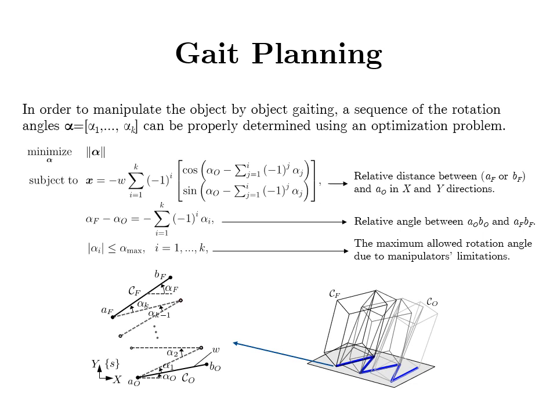The first and second constraints represent the relative distance and angle between the initial and final poses, and the last constraint is used to limit the maximum allowed rotation angle due to manipulators' limitations. Note that in order to find the feasible number of edge contacts, we need to repeat the optimization problem from k equals 1 until the first feasible integer number.